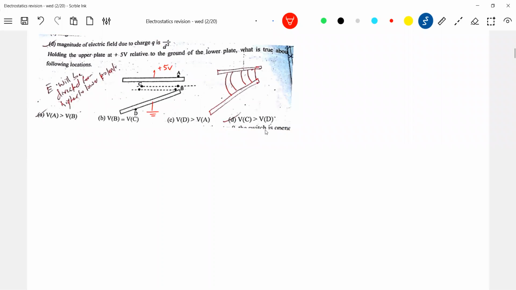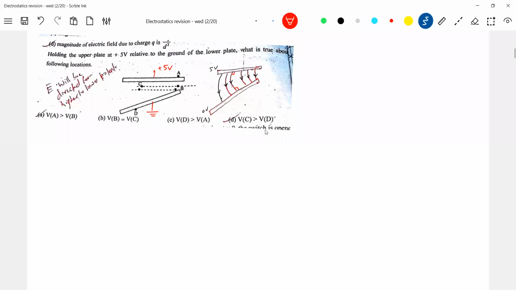Now it is asking how E-bar will be directed. So what is the basic property of E-bar? E-bar should always be directed normal to the plate. It should originate and terminate normal to the plate. Fine, so this is at 5 volt, this is at 0 volt, so this will be the direction of the E-bar. The lines of force you have to draw in such a way that they originate and terminate normal to the plates. What will be the orientation of that one?